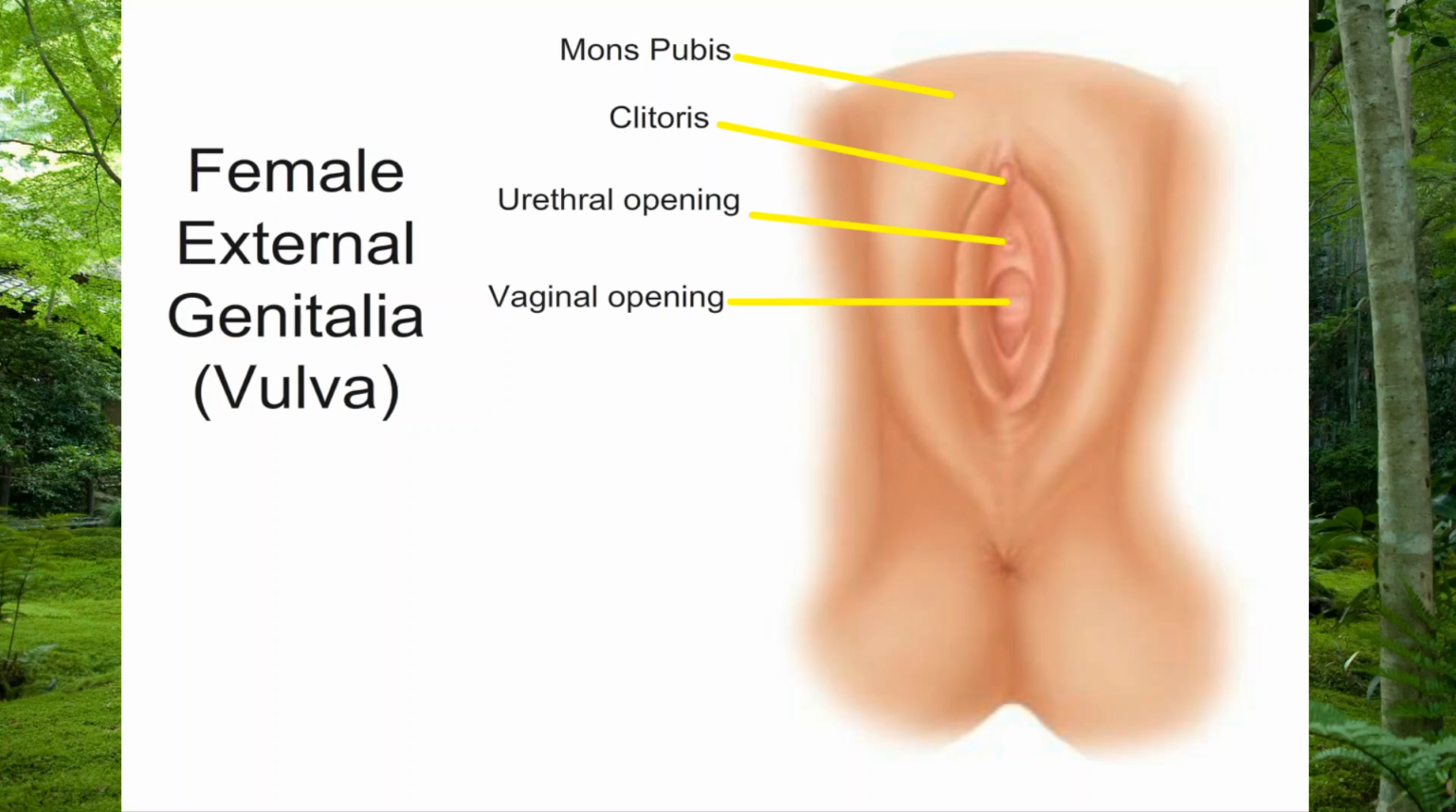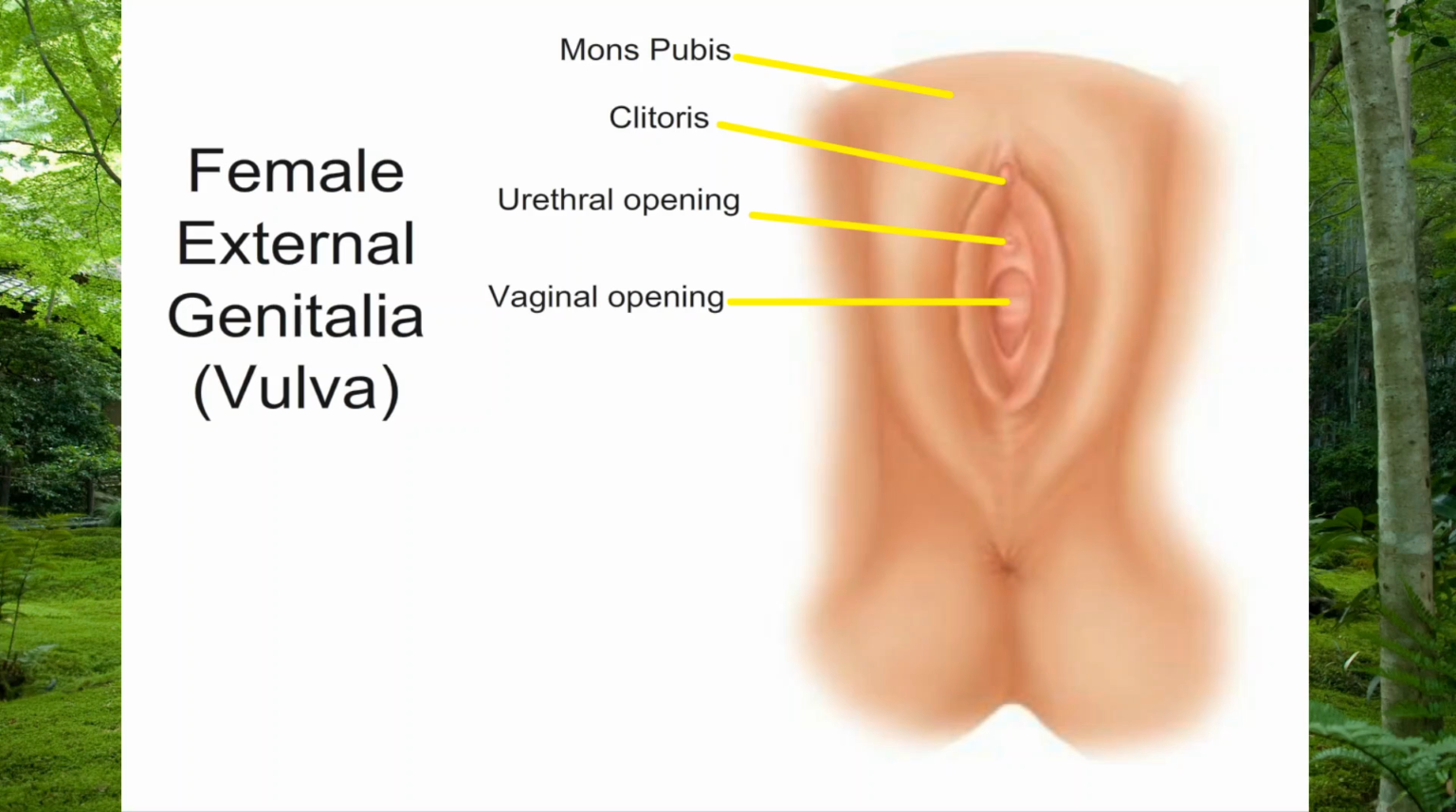Now inferior to the urethral opening we have the vaginal opening, and of course this is where the penis would enter the vagina during coitus or sexual intercourse. Now in virgins, that is people that have not had sex before, the vaginal orifice can be partially occluded by a hymen, which is basically a tissue membrane that is eventually perforated during intercourse or aerobic activities, exercise, and so on.